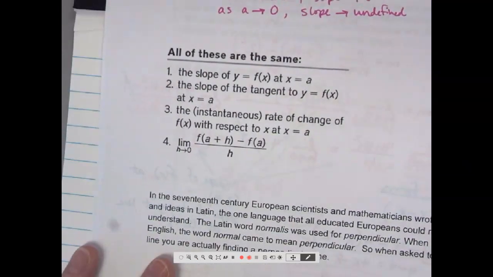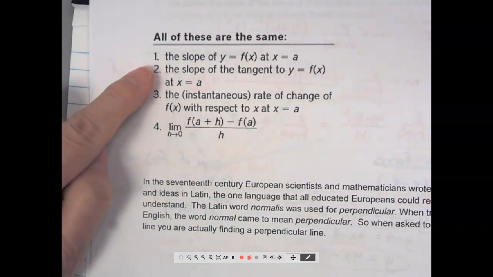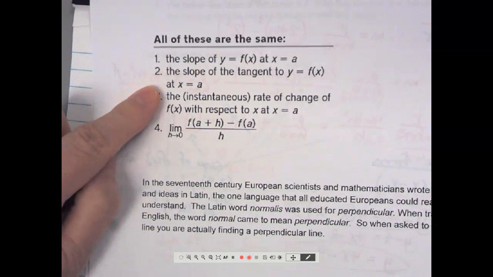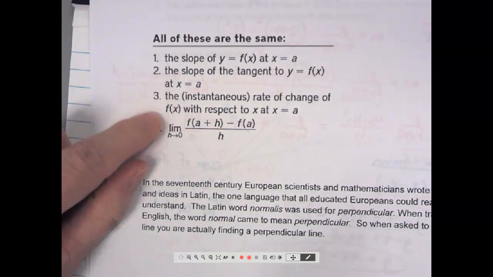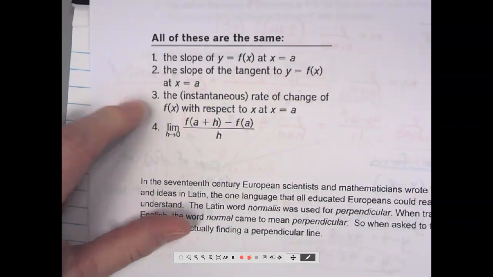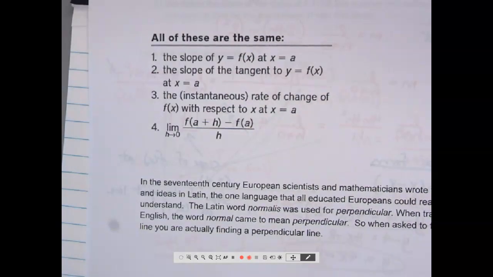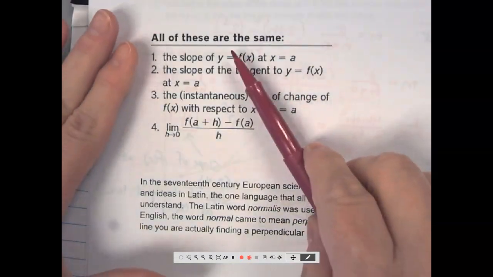Okay, all right. All of these things are the same. So if we do a problem that asks for any of these things, we're going to have to do exactly what we just did. Find the slope of the function at a point. Find the slope of the tangent at a point. Find the instantaneous rate of change of a function with respect to x at a point. Or, straight up, find that. All of those things mean the same thing. So if we're reading directions and they say any of these, then this is what we go to.